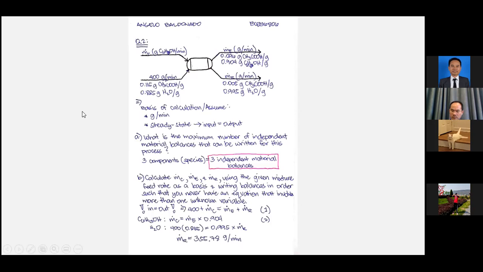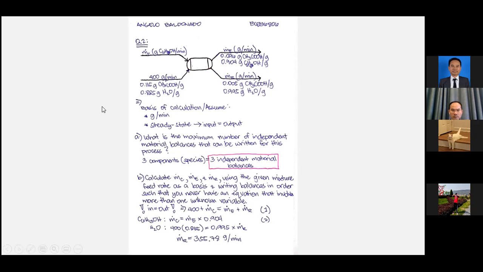And then for the second question, for letter A, first we need to set the basis of calculation and assume that our basis of calculation is gram per minute. And then let's say our system is in steady state, which means that input is equal to output. So for letter A, what is the maximum number of independent material balances that can be written for this process? Since we have 3 known components, or 3 known species, the maximum number of independent material balances that we can have is 3.